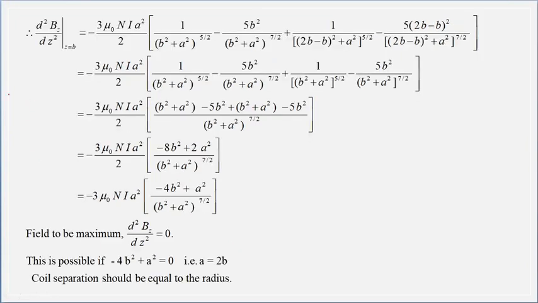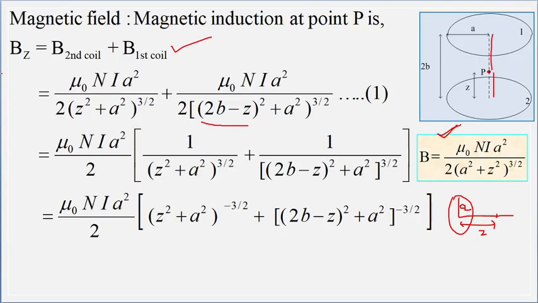Now what is said earlier is that it should be maximum at the midpoint. So if you go back to the earlier slide, the midpoint. Here the midpoint means the total distance is 2b. So midpoint is at b. So we want it maximum at the midpoint. So value of z should be equal to b.